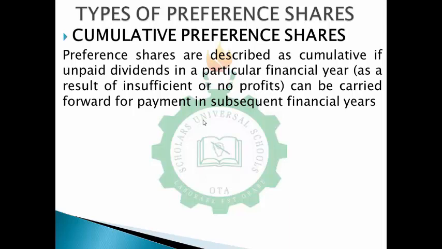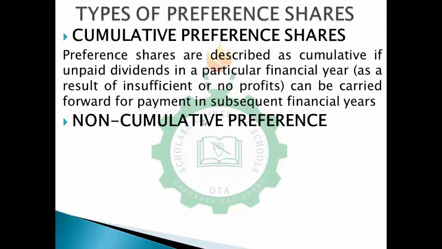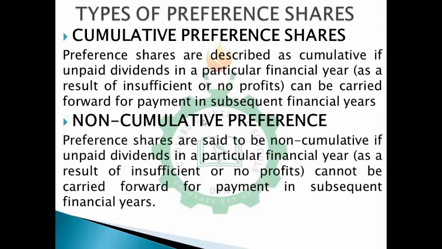All right. So we now have the next set of preference shares, which is non-cumulative preference shares. Now, the non-cumulative preference shares are just the direct opposite of cumulative preference shares. For this set of people, if there is any unpaid dividend in a particular year, maybe due to no profit, it cannot be carried forward for payment in subsequent years. So for the fact that they are not getting the dividend that year, it is gone. We are moving on. So that is what we mean by non-cumulative preference shares.